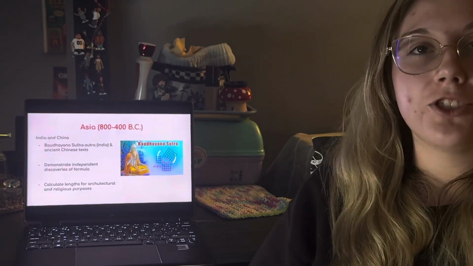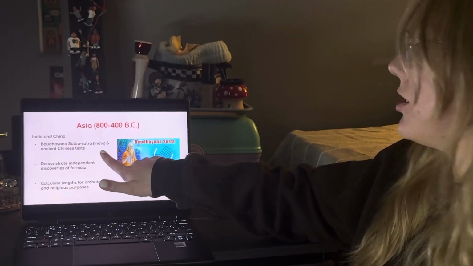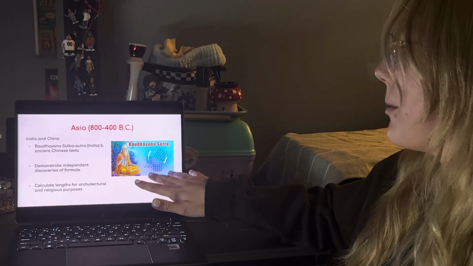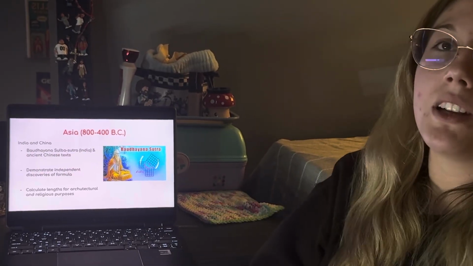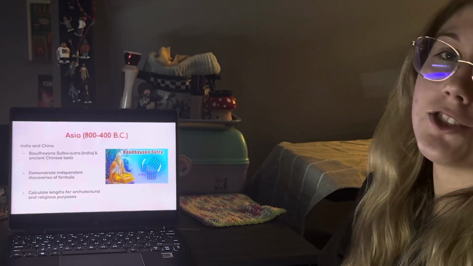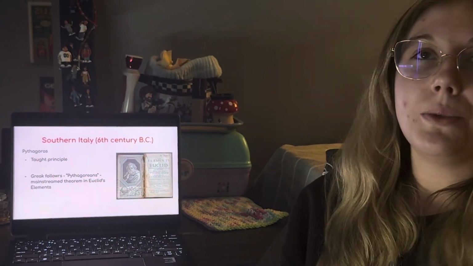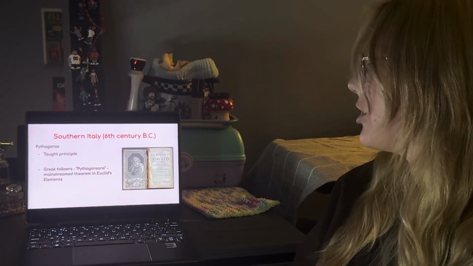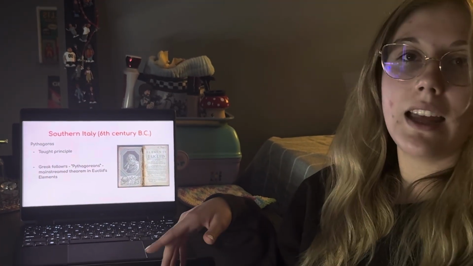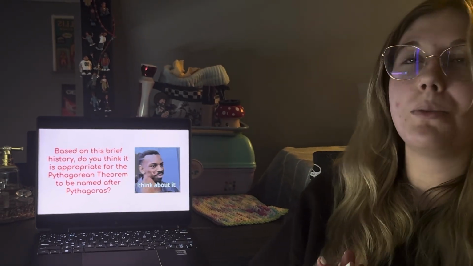In Asia, from 800 to 400 BC, in India and China, I'm not going to pronounce this word because I'll pronounce it wrong, but this is where we found their math for these formulas, the Pythagorean theorem. And they used this formula to calculate the lengths for architectural and religious purposes. In southern Italy, we get Pythagoras. This was in 6th century BC. He taught this principle, and his followers, known as the Pythagoreans, mainstreamed this theorem in Euclid's Elements, which is a scripture here.